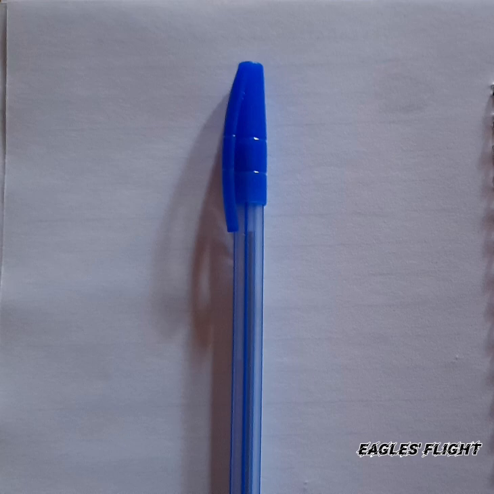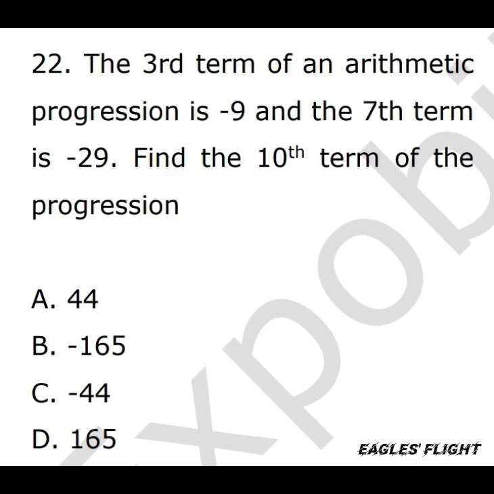You're welcome. Now in today's class we are looking at a question under arithmetic progression, and the question goes thus. It says the third term of an arithmetic progression is minus 9 and the seventh term is minus 29. Find the 10th term of the progression.